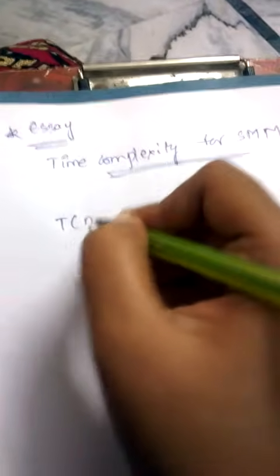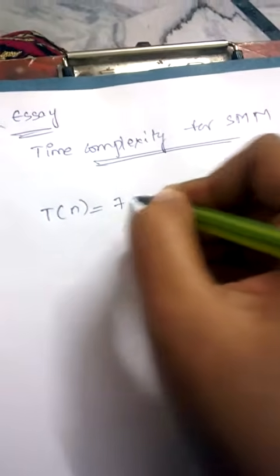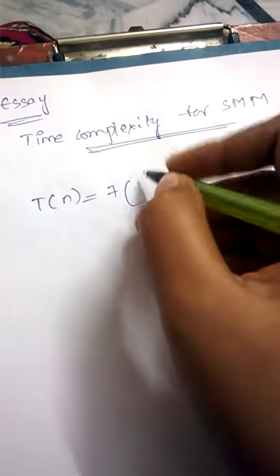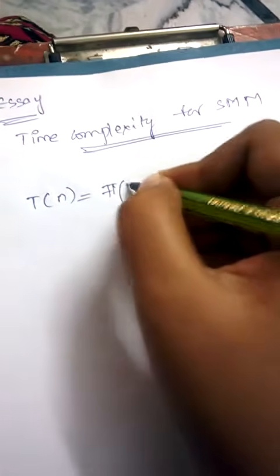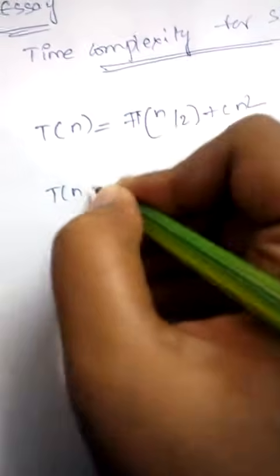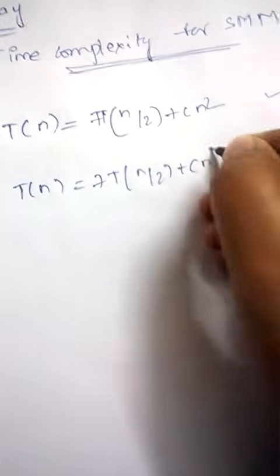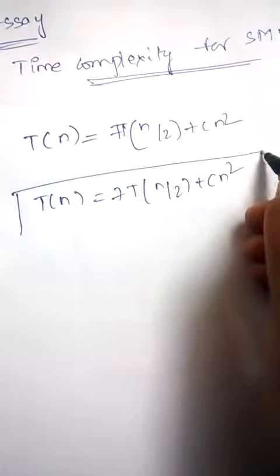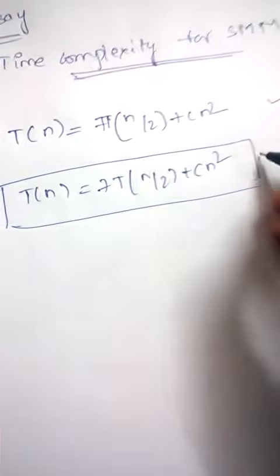The formula is T of n is equal to 7T of n by 2 plus cn square. This is the formula. T of n is equal to 7T of n by 2 plus cn square. Let this be equation 1.